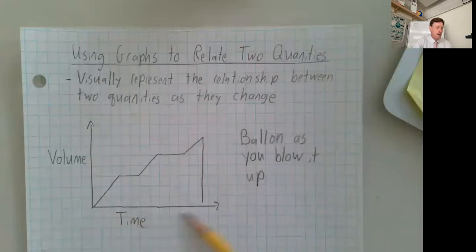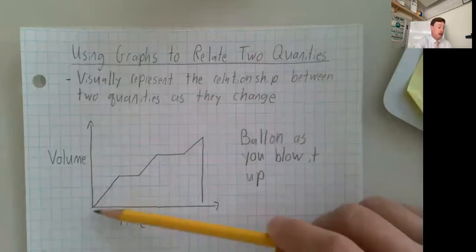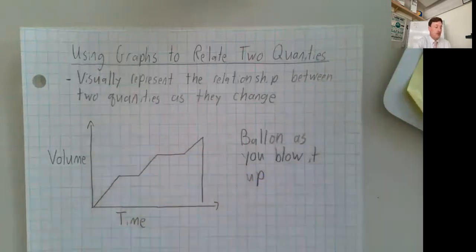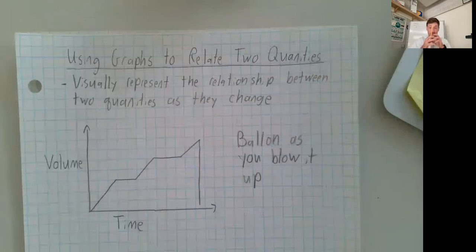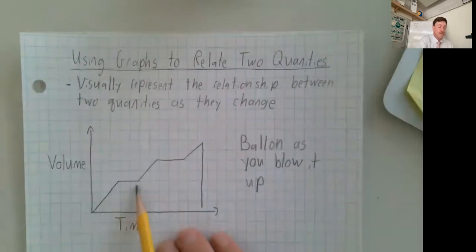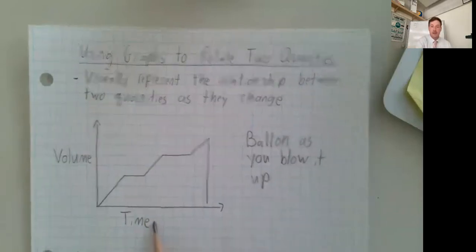As I'm moving along my x-axis, time is going by. So as time goes by, the balloon is getting bigger and bigger, and it's going up the y-axis. Again, we're looking at these two variables as they change and what relationship they have. So from here to here, as time goes on, my balloon's getting bigger. I can think about that like as I'm blowing into the balloon, it's expanding and the volume is getting bigger. But right here, it flattens out.